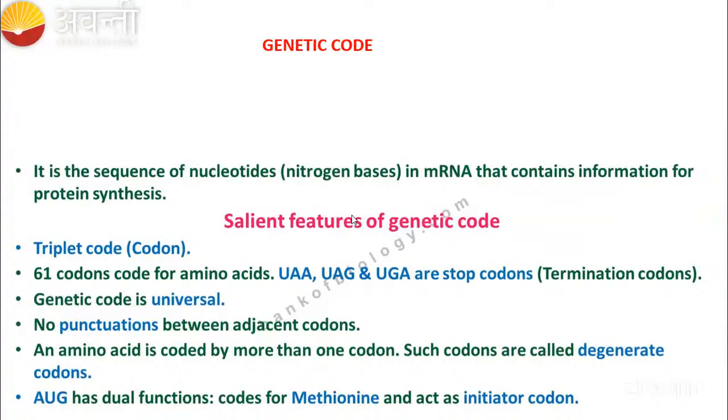So let us come to the salient features of the genetic code, guys. You all know that the genetic code consists of three nucleotides. Three nucleotides are called the genetic code. You have to remember all the codons also. It is very, very important.